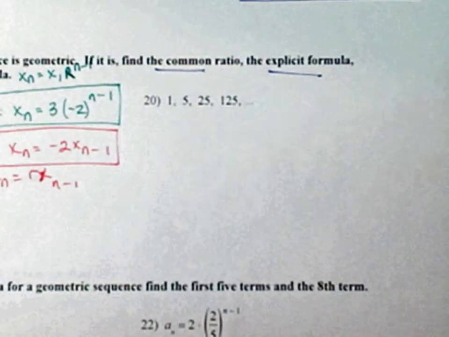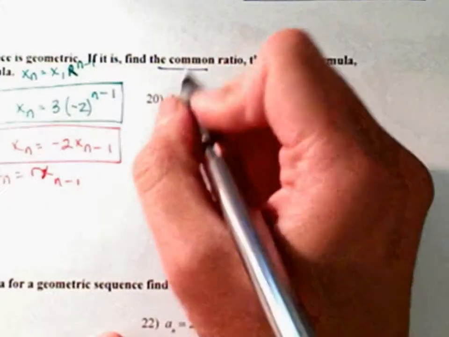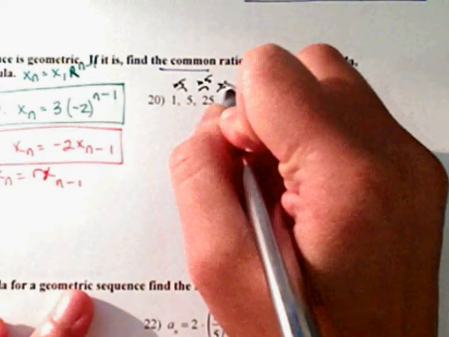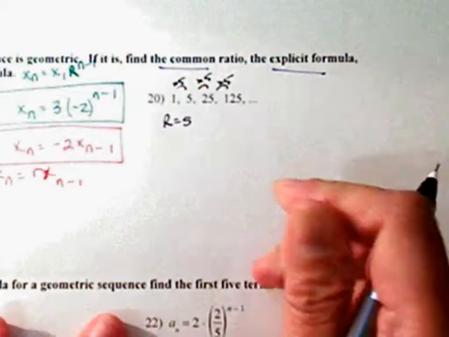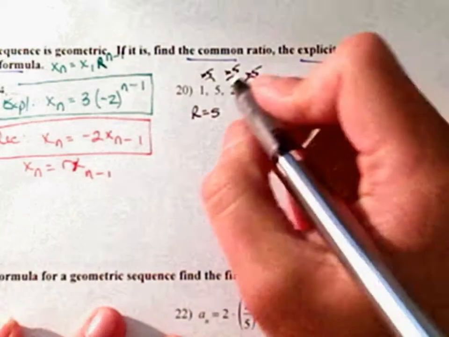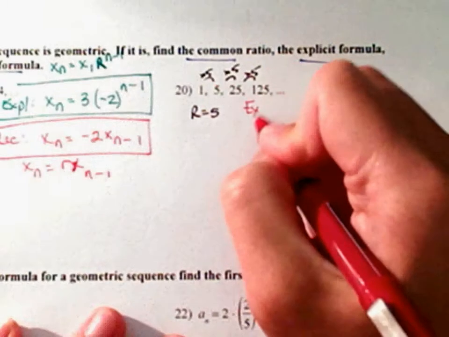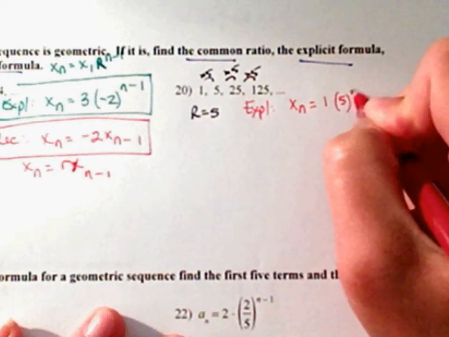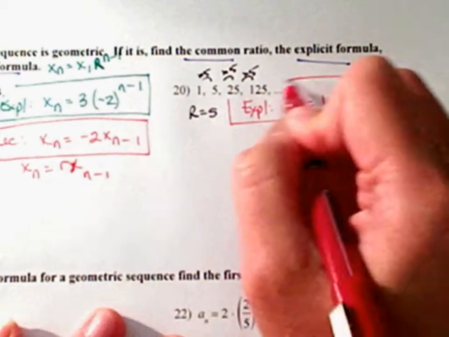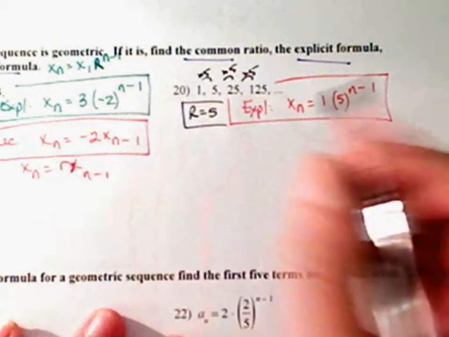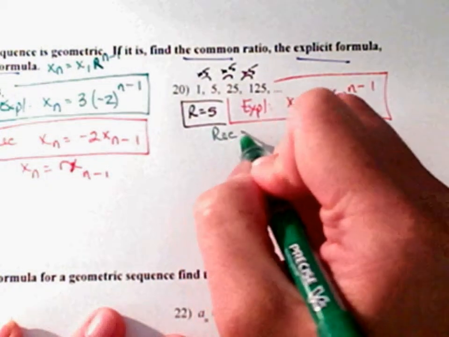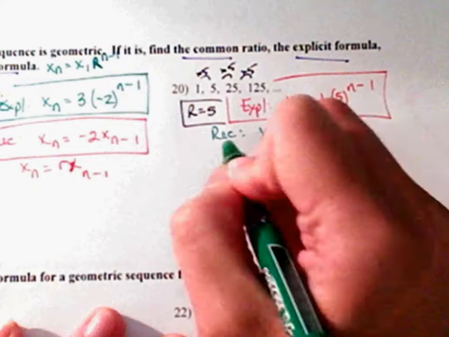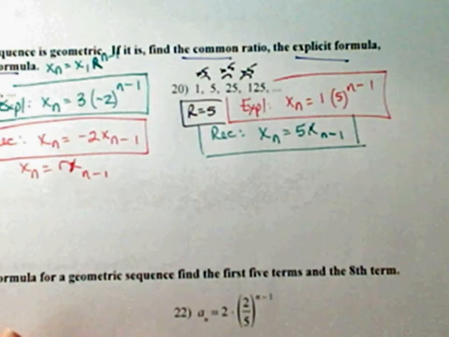Let's see if it is geometric. So, you can kind of look how you're multiplying times 5 every time. Okay, so R is equal to 5. If you can tell, you don't have to do all that work. Okay, your explicit, x of n equals your first term, 1, times your R to the n minus 1. Okay, let's find our recursive. Your recursive is x of n equals R, what's your R? 5 times x of n minus 1. And there's your recursive.